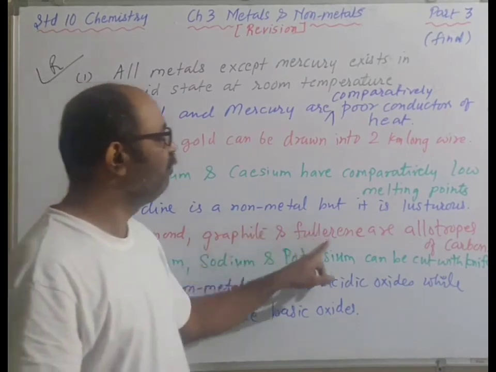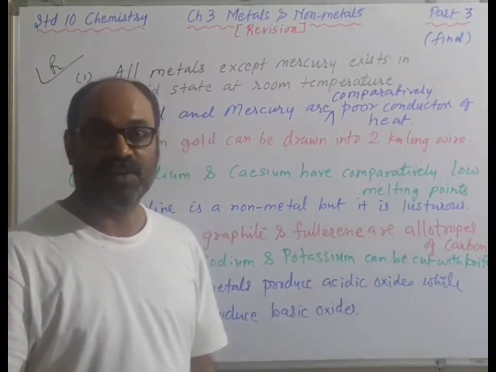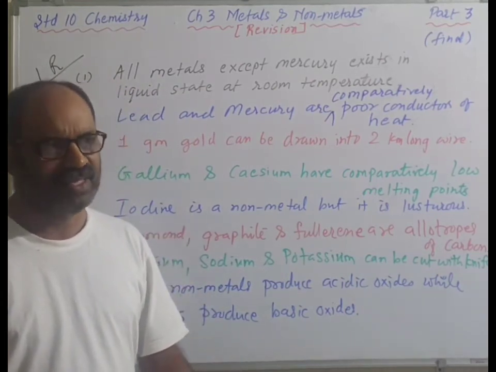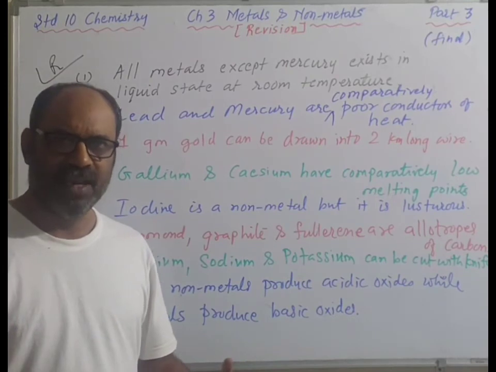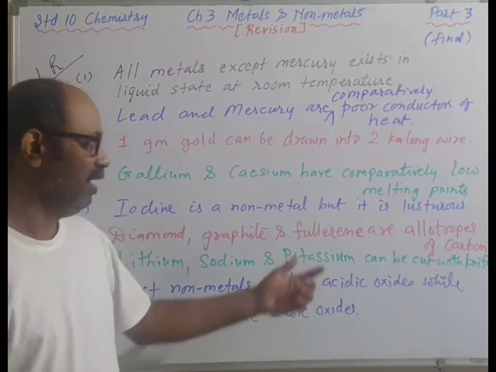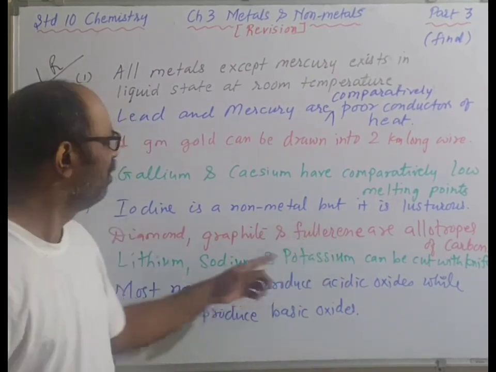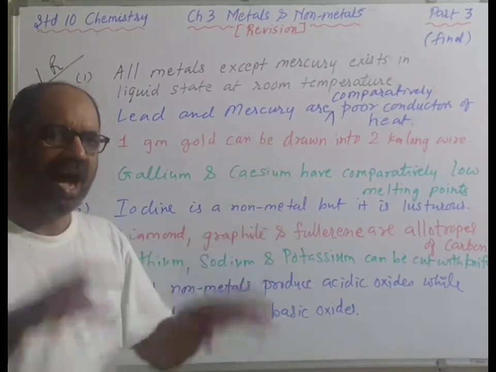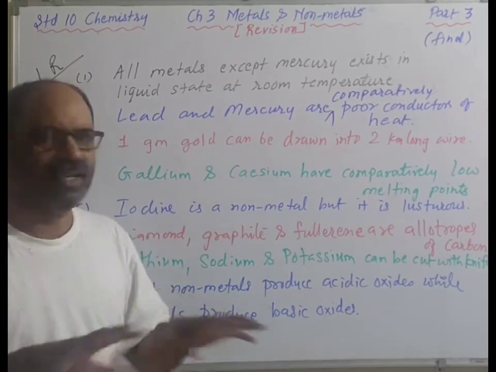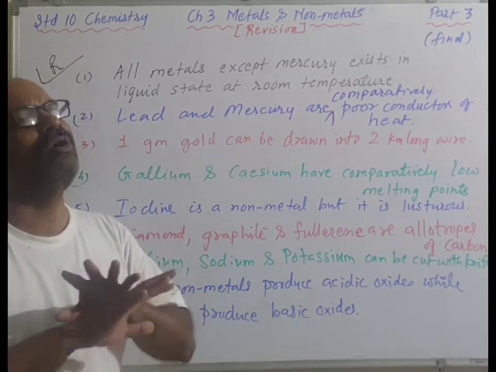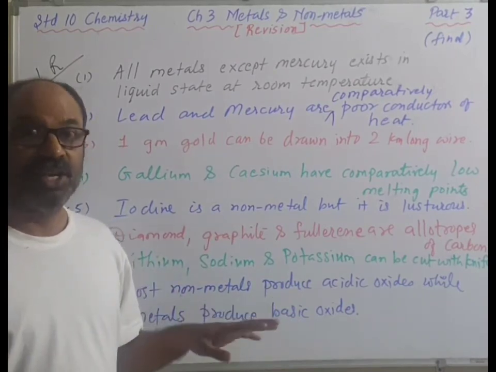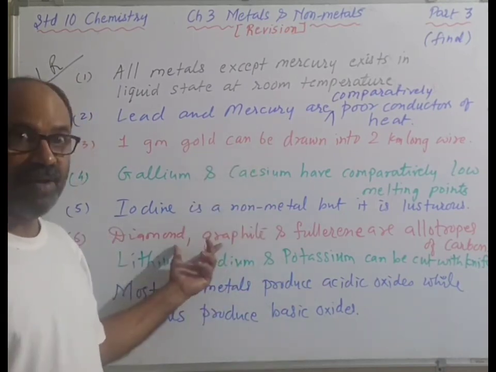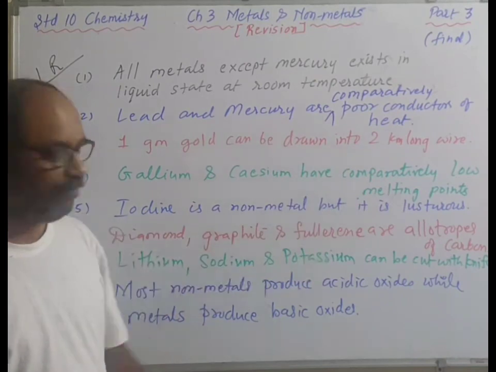Diamond, graphite and fullerene are allotropes of carbon. What do you mean by allotropes? They have the same chemical property but different physical properties. They are made up of carbon. Whether it is diamond, graphite or fullerene, they all have carbon atoms in their structure, nothing else. There is no atom other than carbon. But still they exhibit different properties because the arrangement of atoms in them is different.